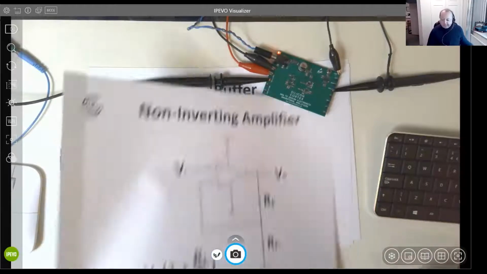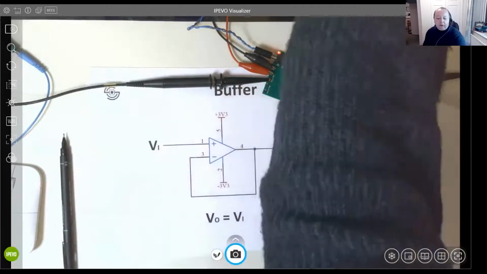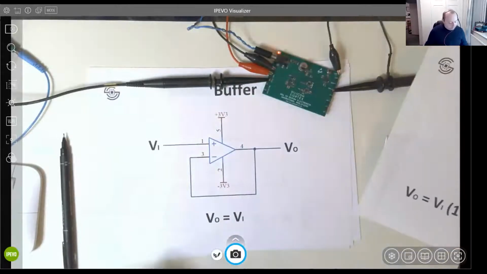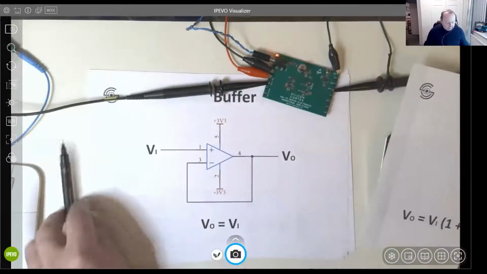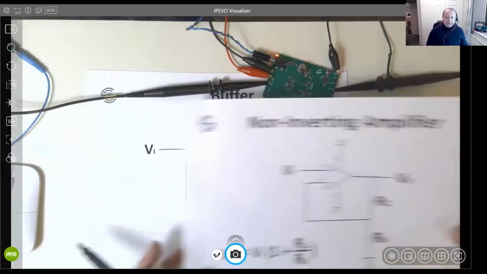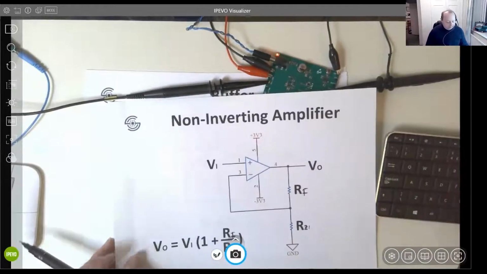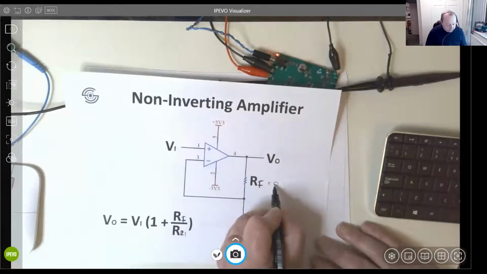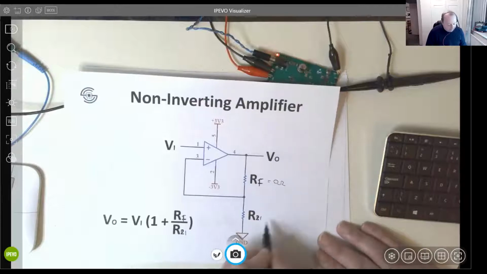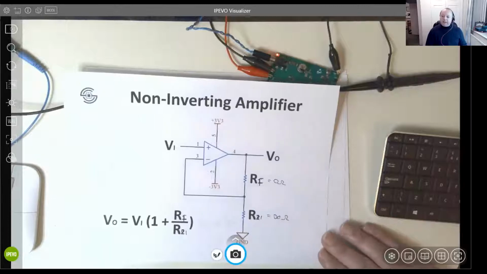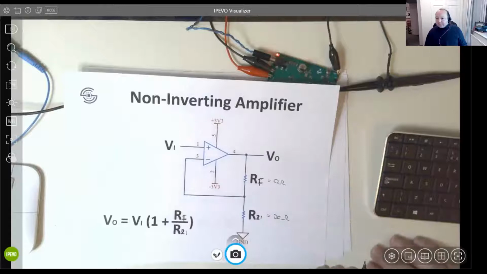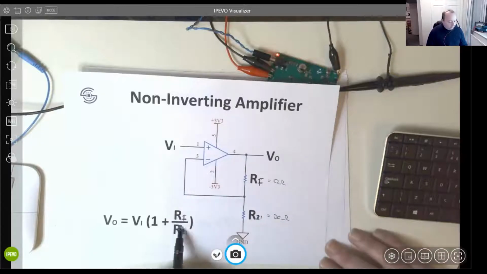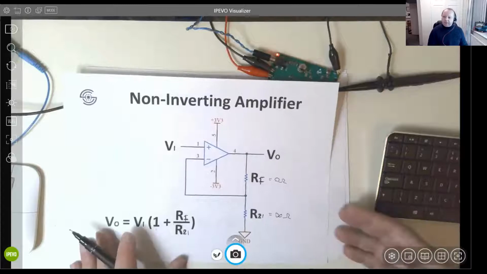Excellent, thanks. Okay, brilliant. So it's a slight variant on that, which is a buffer. You can think of a buffer as a non-inverting amplifier with a gain of 1. How do you make it a gain of 1? Well, if you make RF equal to 0 ohms, and you make R1 an open circuit, which is almost infinity ohms, 0 over infinity is mostly 0. So 1 plus 0, the output would then be the same as the input.